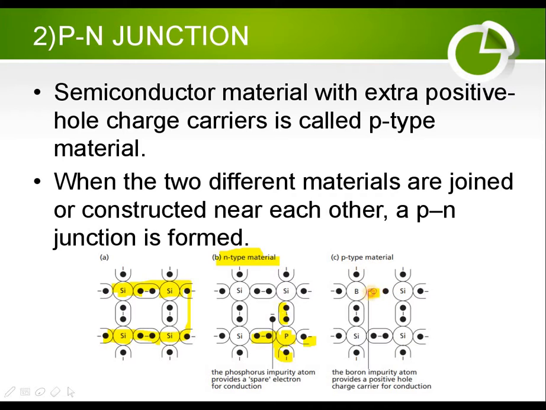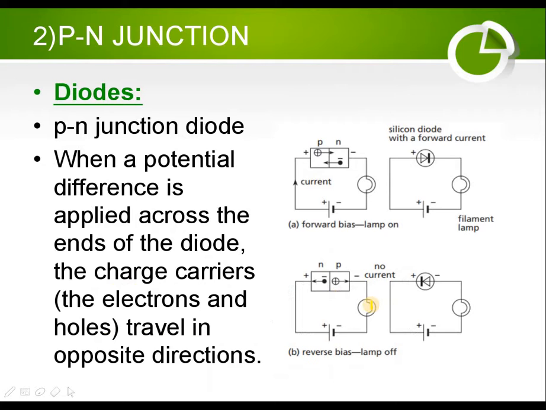P-type, there is a hole. You can see that boron is busy with the first, second, and third silicon atoms, while in this case a silicon electron is available, but boron has no electron left in its valence shell. So a hole is created.